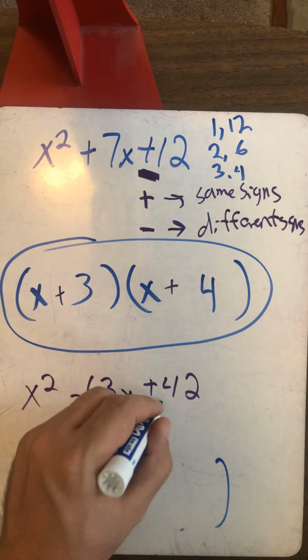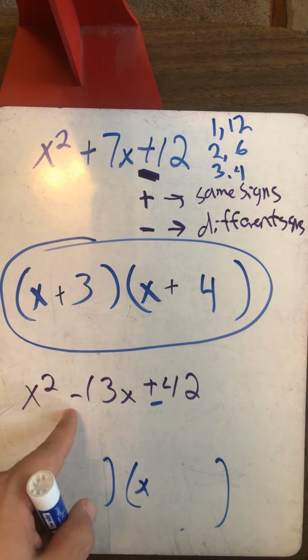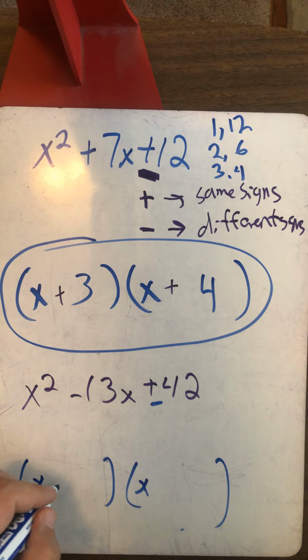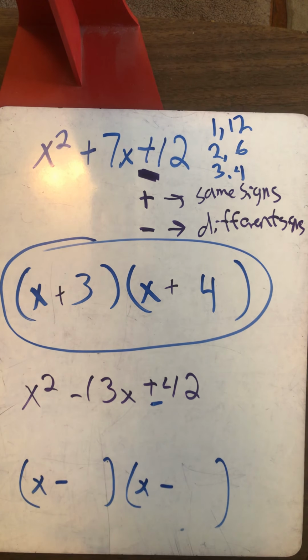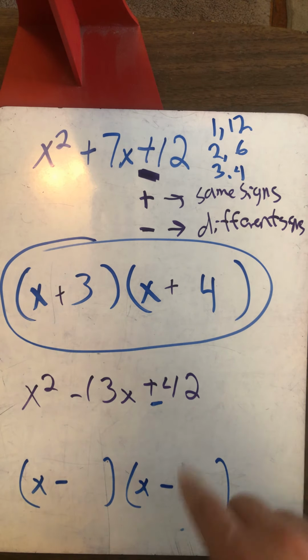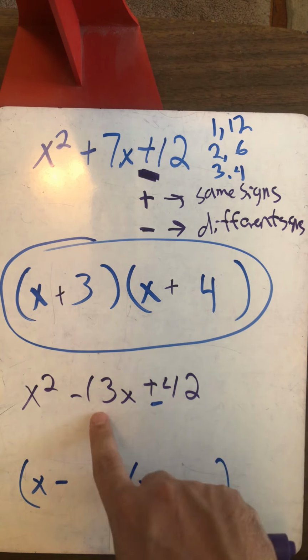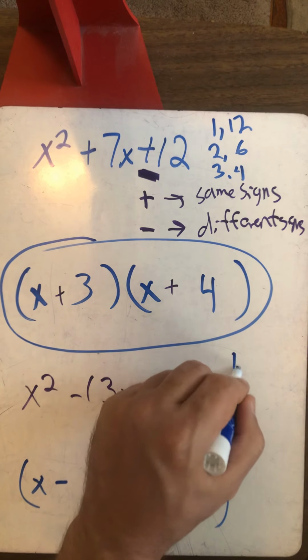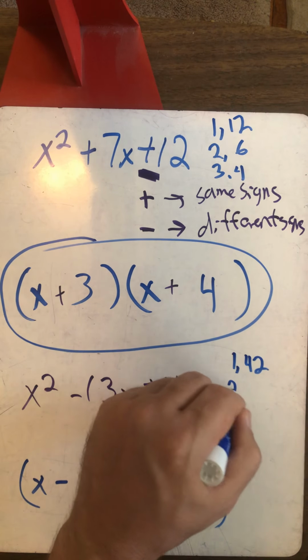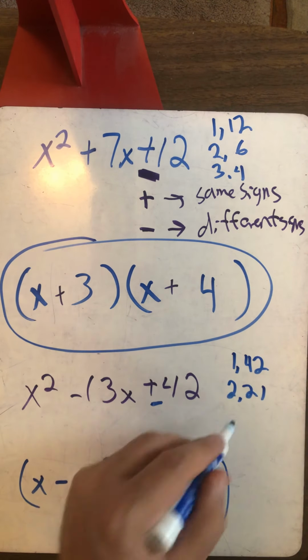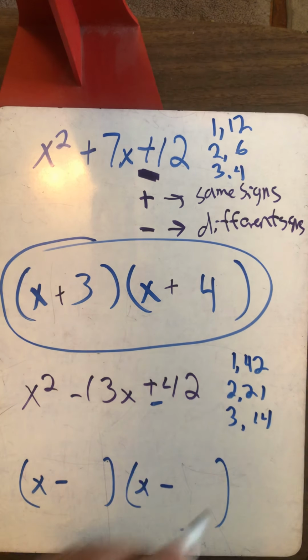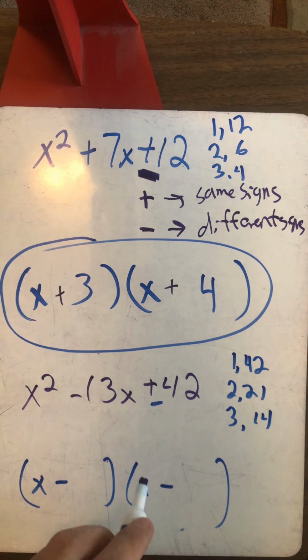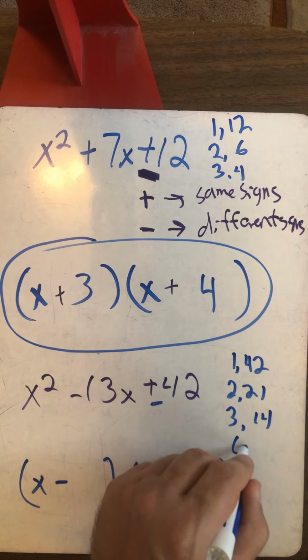Plus, same signs. Minus, that means both of these down here are going to be minus now. All right. Now I need to find factors of 42 that add up to be 13. Well, there's 1 and 42, 2 and 21, 3 and 14. Not quite. Next would be 6 and 7.